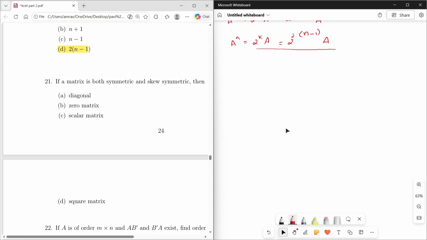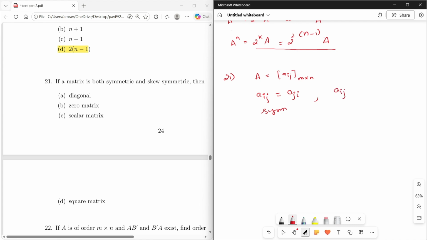So moving on to the next question, which is a very simple and direct question. If a matrix is both symmetric and skew symmetric matrix, a very simple question, 21st question. Let's say there is a matrix A with entries Aij of order m cross n. Okay, so if a matrix A is symmetric matrix, then what is the condition? Aij is equal to Aji. If it is skew symmetric matrix, then what is the condition? Aij is equal to minus Aji. Okay, this is the condition for skew symmetric matrix.